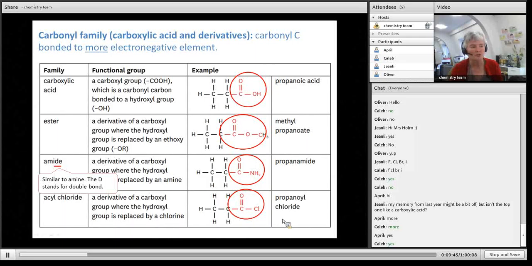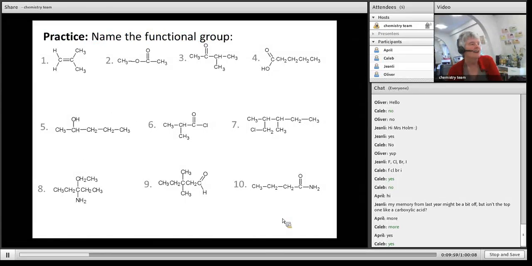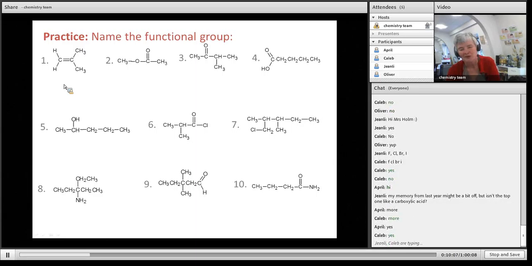Now those you do have to learn off by heart. Okay, it's just one of those things you're going to have to sit there and learn. Make flashcards or something. So let's see how quickly you've learned all of that in the last few minutes. What is the first functional group here? Who would like to type it down?